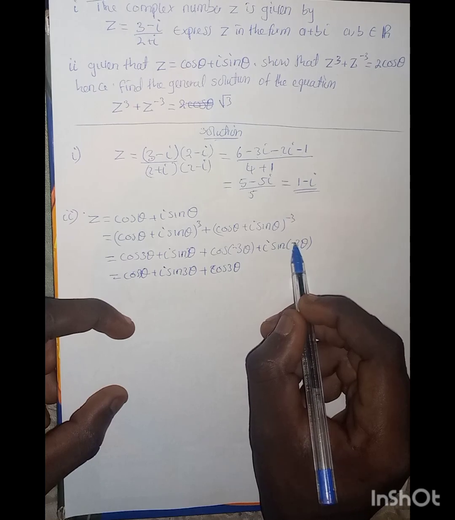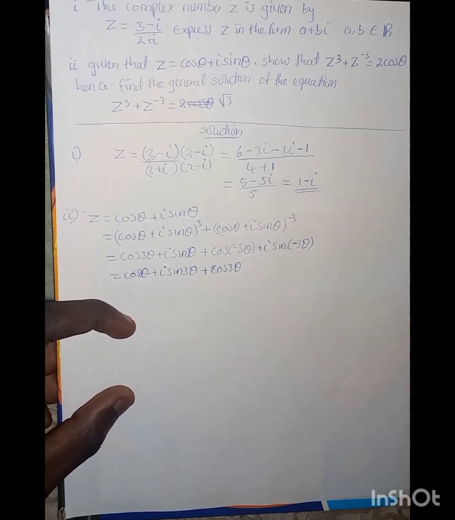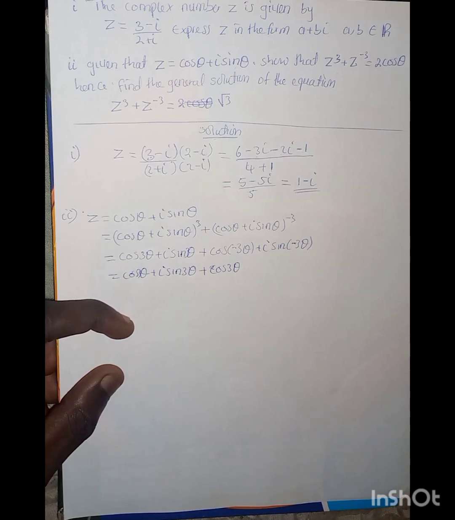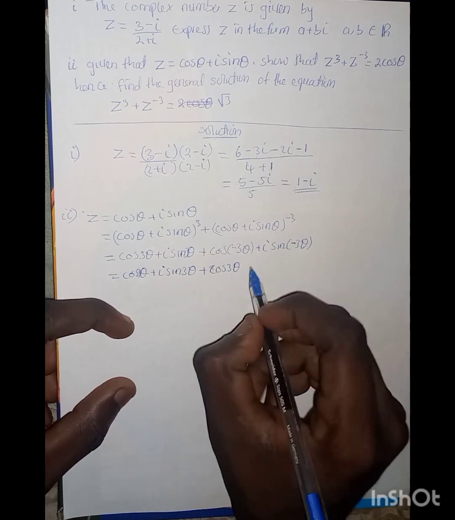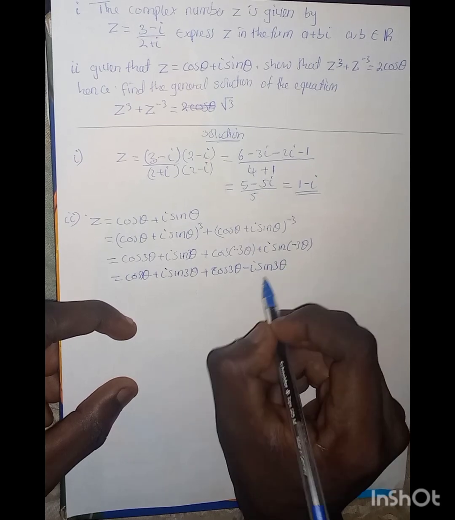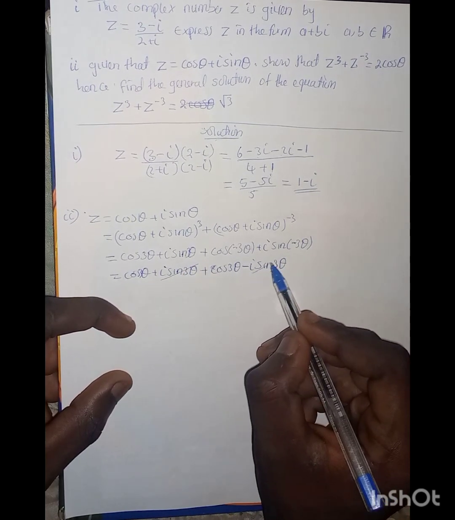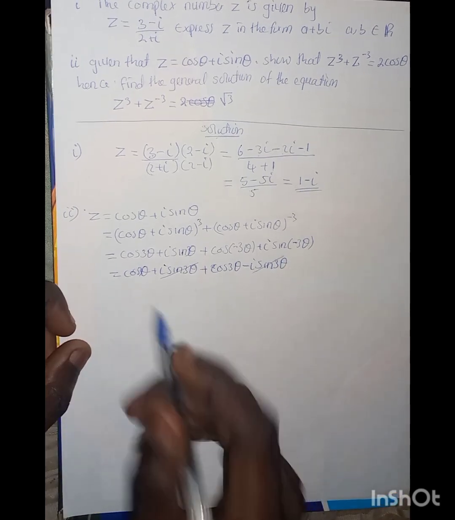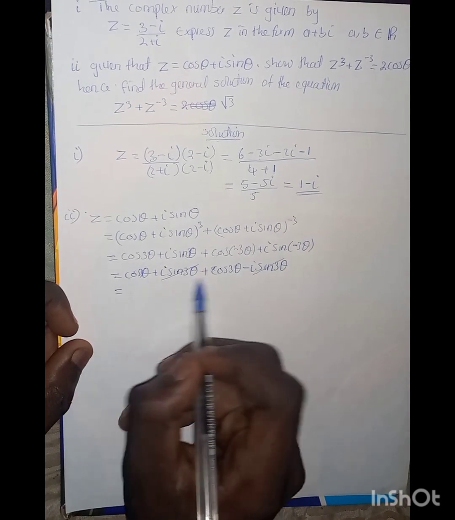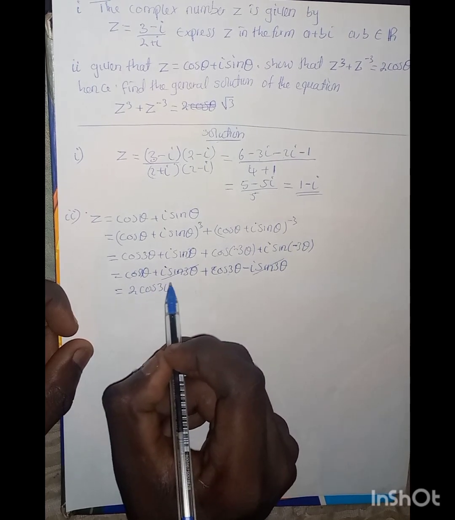Then the sine function is an odd function. The sine of a negative angle is the same as the negative of the sine of that positive angle. So it's just going to be negative i sine of 3 theta. We see that i sine 3 theta and negative i sine 3 theta cancel out. So here we just have cos 3 theta plus cos 3 theta, which gives us 2 cosine of 3 theta.